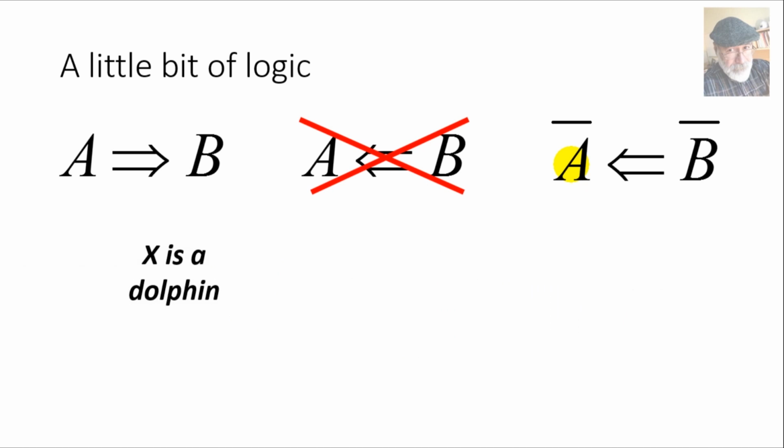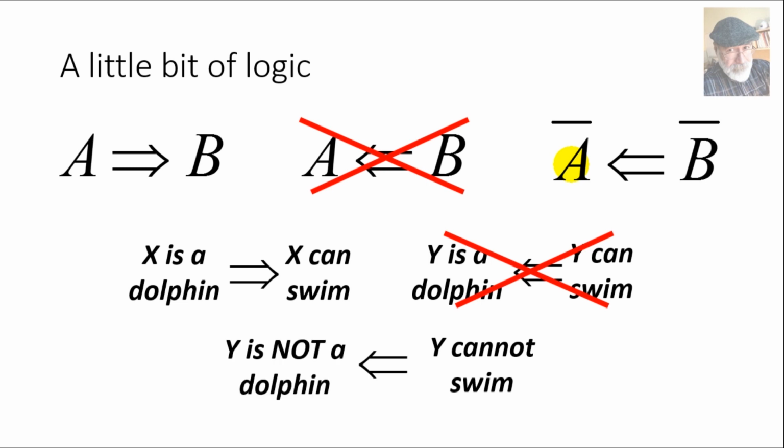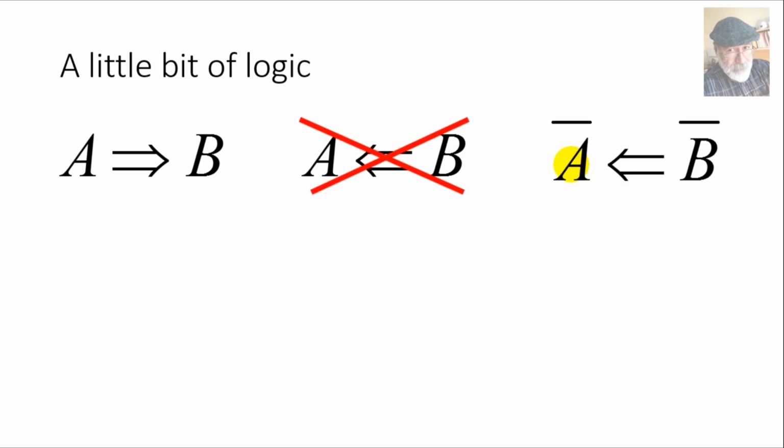Let's do that with words. X is a dolphin. That is condition A. That implies condition B, that is X can swim. If X is a dolphin, X can swim. Can we say that if some Y can swim, that implies that Y is a dolphin? No, absolutely not. I can swim, I am not a dolphin. But we can say, if some element Y cannot swim, for sure, that is no dolphin. You get it? Now, let's see. If A implies B, it is not true that B implies A. What is true is that not B implies not A.